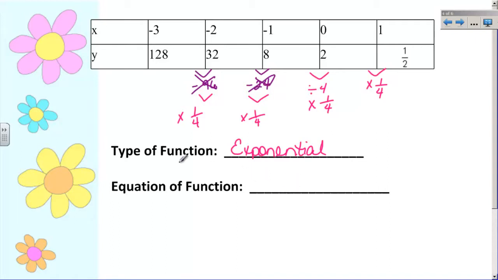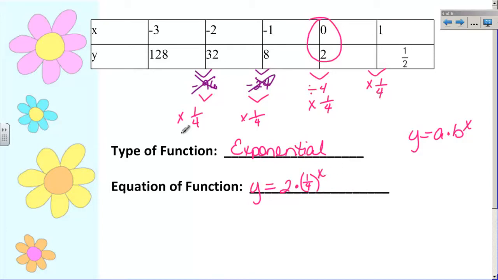So this is exponential, so my equation of my function has got to be in this form, a times b to the x. The 1/4 is my b, and this value right here, my y-intercept, is my a. So a is 2, b is 1/4, and I'm going to put that in parentheses because I want the whole thing to be to the power of x. So it's 2 times 1/4 to the power of x.